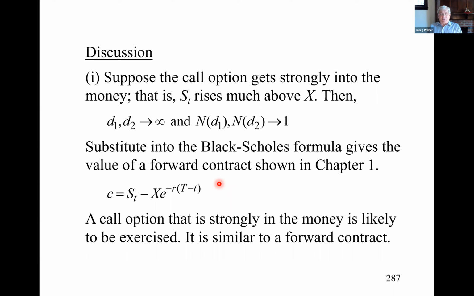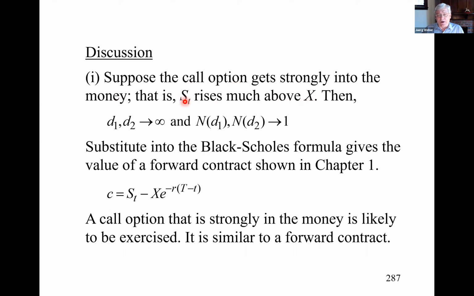Now, let's discuss this a bit. Does the formula make sense? As I said, you should read the proof. How do you derive it? You should read it in the whole book, in the appendix to that chapter. But we can also look at the form and just think a little bit about it. Does it make sense? Now let's assume the call option gets strongly into the money, which means the share price of the underlying stock rises high above the strike price of the option.